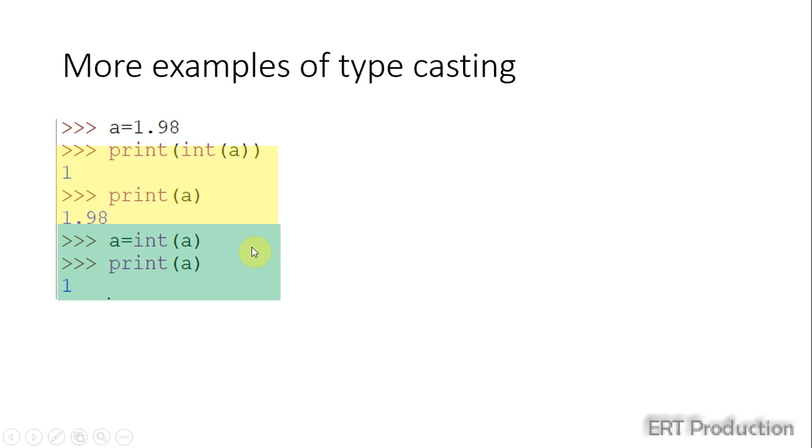This line will permanently cast or change the data type of variable a to integer. And here, you can see a is still an integer after the casting.